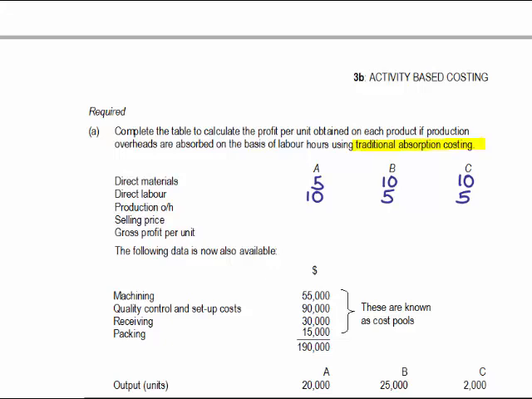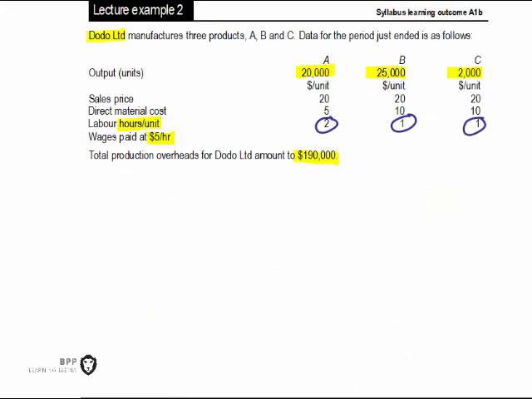Now we need to work out the production overhead, and to do that we're going to use labour hours. So let's calculate what the overhead absorption rate will be first. Now to do this we need to work out what the total amount of labour hours are in the year. So we've got $190,000, and if we take our units and multiply them by the number of labour hours, so we've got 20,000 units of A, and that takes 2.